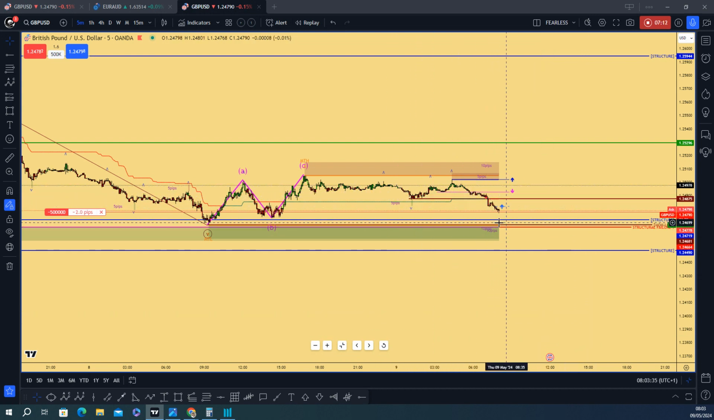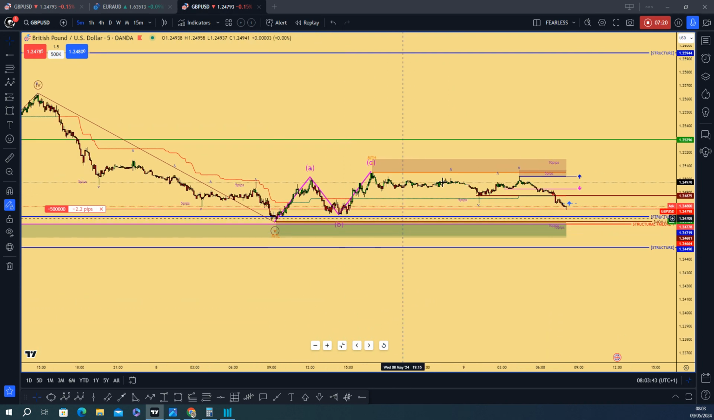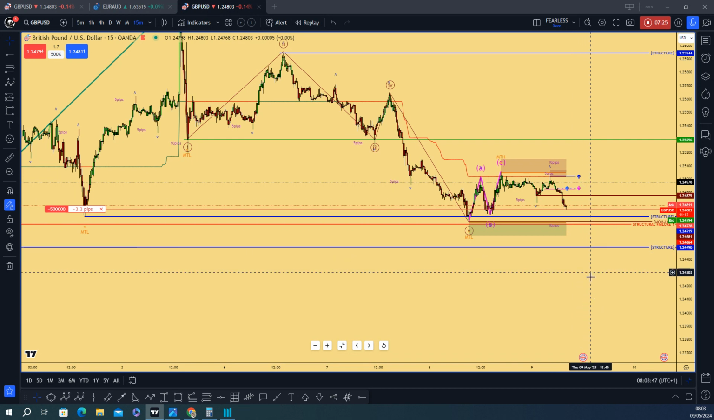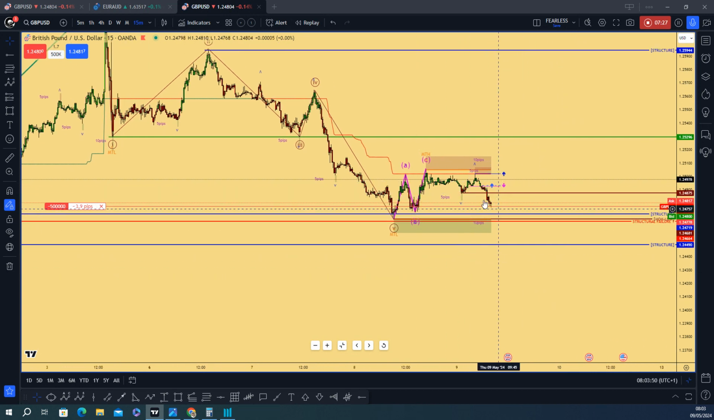Price breaks below it. My mentor always says failure trades are the best trades in the world. I believe him because I've seen it many times. It works out. So this is basically what we have now. Let's go back to the 15 minute chart. We have to sell, and now we are selling.